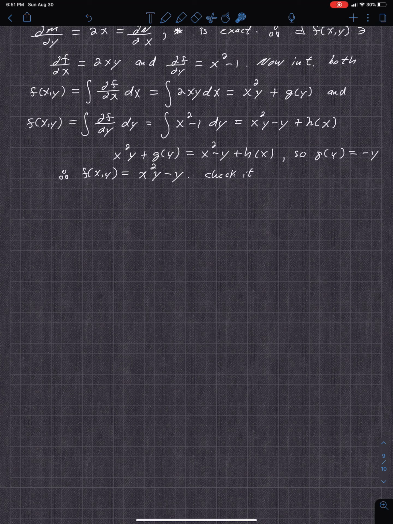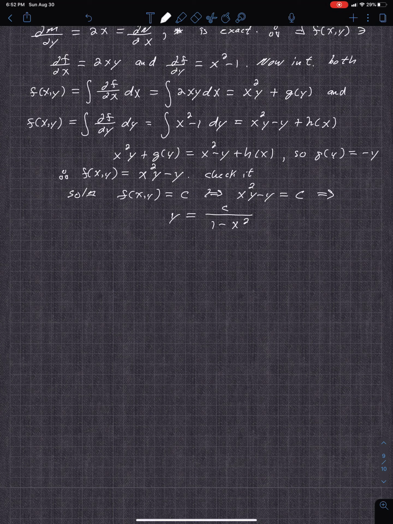And then you can actually solve this one. Oh, I almost forgot. That's not the solution. That's just f of x y. So the solution is f of x y equal to a constant, right? So it's got to be some constant. So if that's the case, then you would say x squared y minus y is equal to a constant. And then you can solve for y in this case if you want. So you can get an explicit solution for this one, like that.